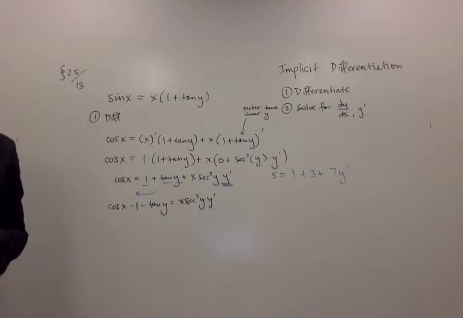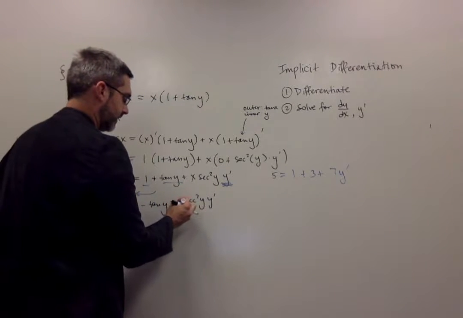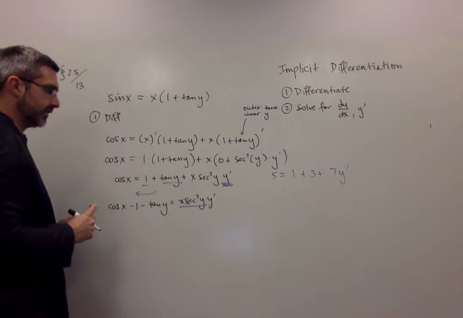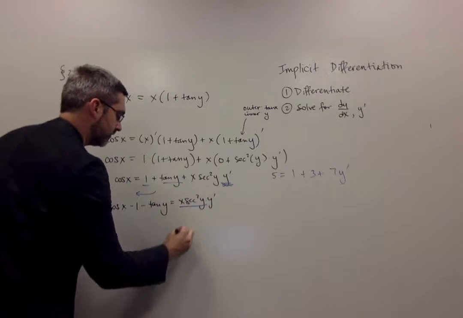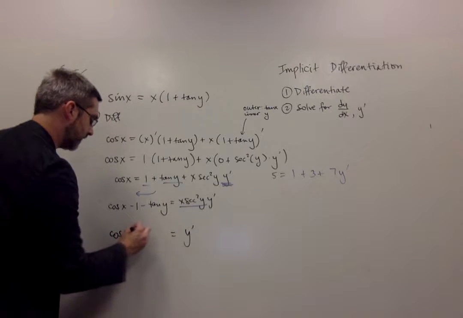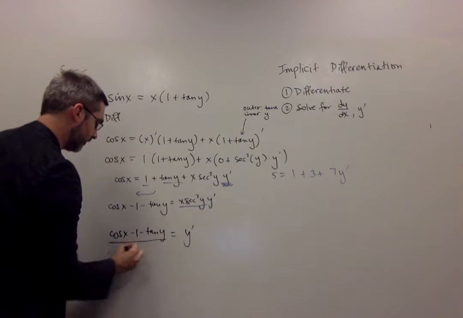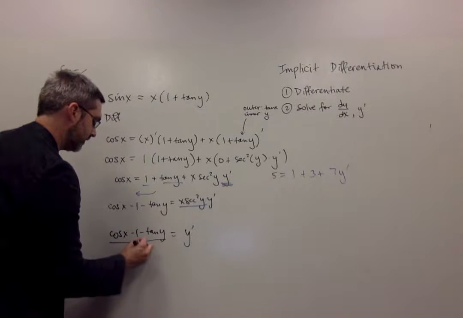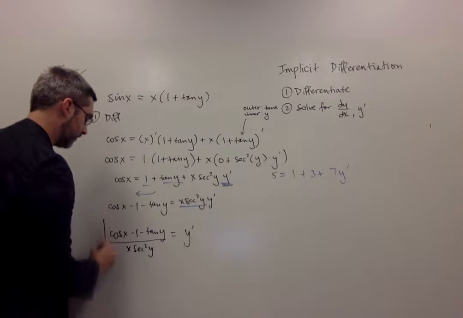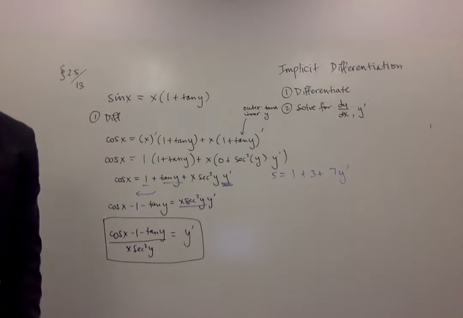and I leave this other term right there. And then the last thing I do is I take that stuff in front of the y prime and I just divide by it. So I'm going to bring it over to the other side. So I'm going to get cosine of x minus 1 minus tangent of y all over x times secant squared y. And that is my derivative.